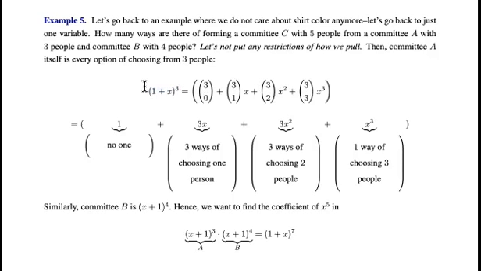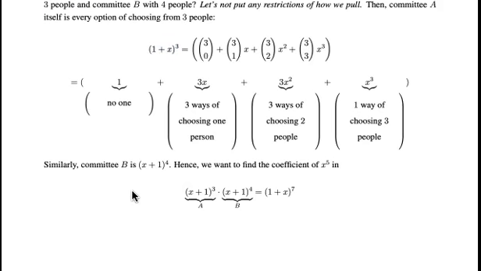If there are no restrictions at all here, and we just have a certain number of people that we're pulling from, so we have 3 people, and there's no restrictions, how many ways are there of pulling 3 from 3 people, 2 from 3 people, 1 from 3 people, 0 from 3 people. Then we get a very nice committee, (1 plus x) cubed. Similarly, committee B is just 1 plus x, or x plus 1, doesn't matter, to the fourth.